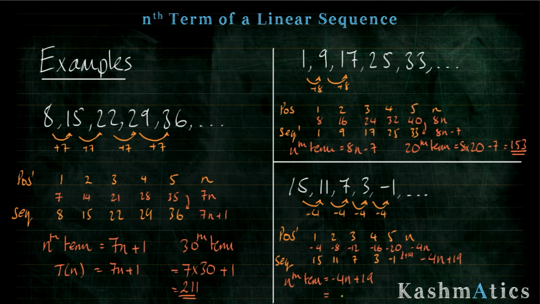Now it's actually neater to write it as 19 take away 4n, but it's entirely up to you which way around you write it. And just like before, if I wanted to work out any term, I just replace n with the term number I'm after. So if I wanted to work out the 10th term, for example, I would do 19 take away 4 times 10, or over here I could do minus 4 times 10 add 19. Either way, I'd get the same answer.